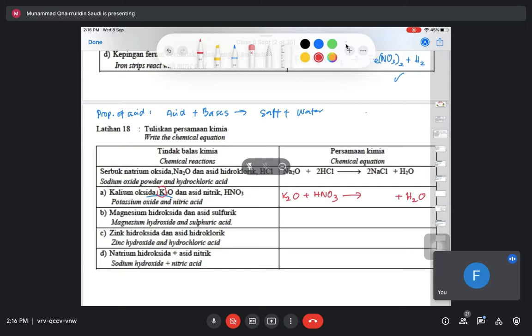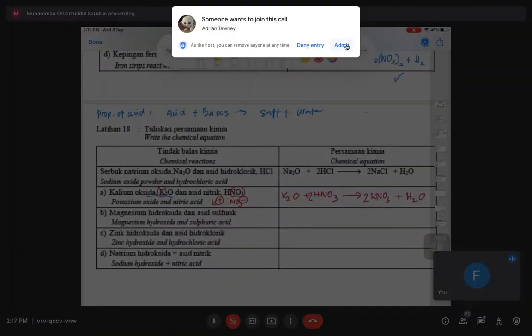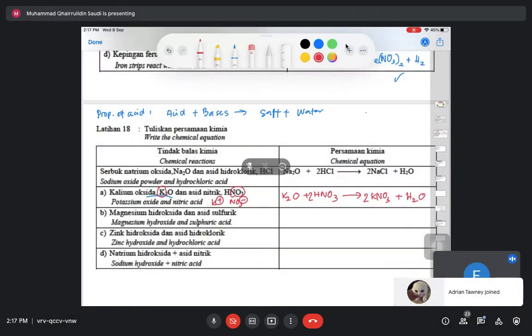So this one will pair with this one. K plus, NO3 minus, same charge, just write down. Balanced? Not yet. K2, so 2K. Then we have 6, 7. 1, 2, 3, 6, 7. Okay, now it's balanced, right? Yes, it's already balanced. Next one.